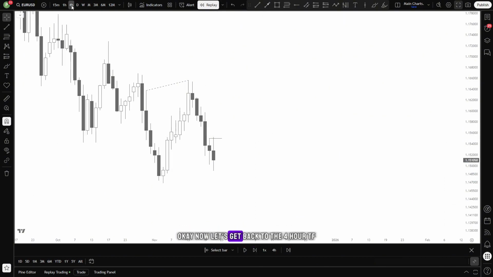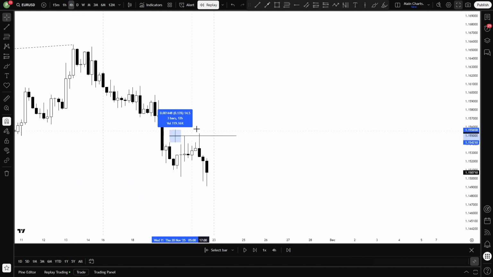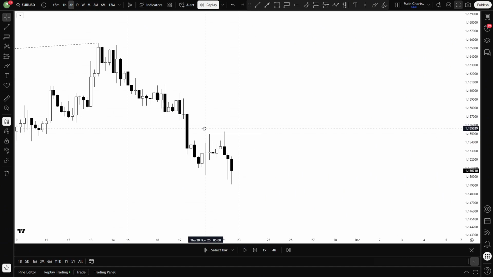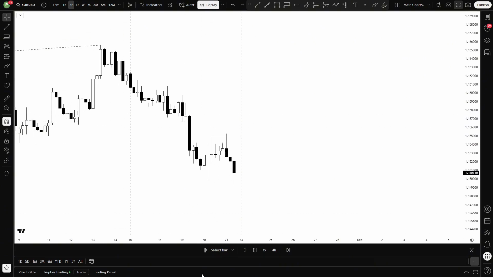Okay. Now let's get back to the 4-hour time frame and let me show you how I established a market context for my trade. So now obviously you know that in order to establish a market context, first of all, we need a dealing range, an appropriate and a relevant dealing range. Along with that, we need a key level and a candle range. Okay, and when we've successfully identified those three things, that basically establishes a market context on this 4-hour time frame.